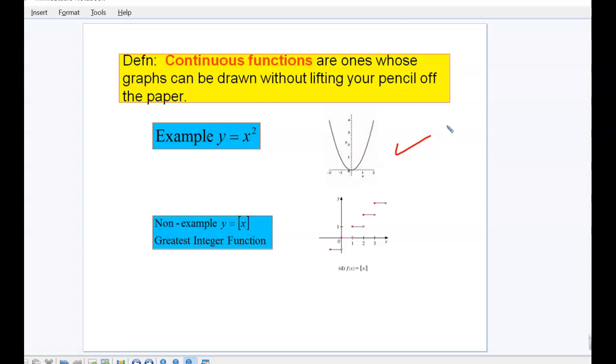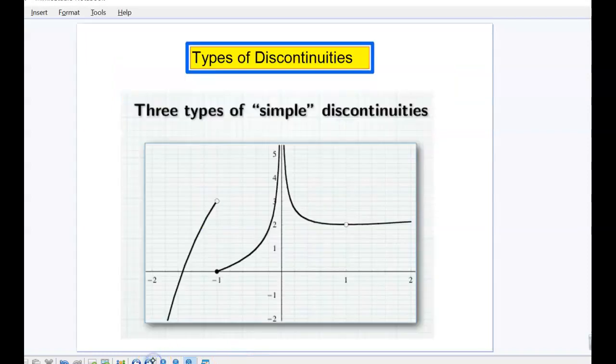And the greatest integer function, sometimes called the step function, would be an example of a non-continuous function because there are a number of breaks in the graph here. So, types of discontinuities. I'm going to watch a quick video outlining different types of discontinuities.